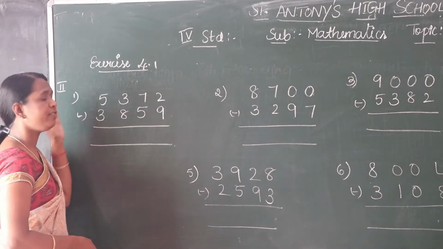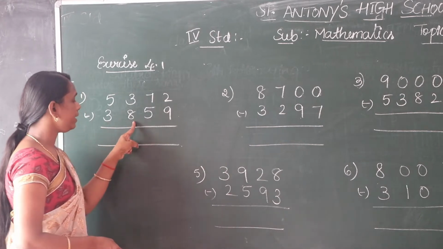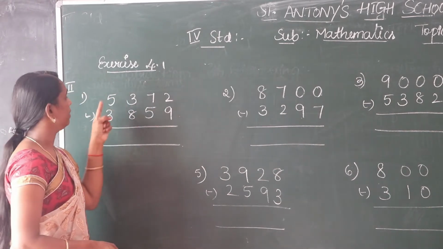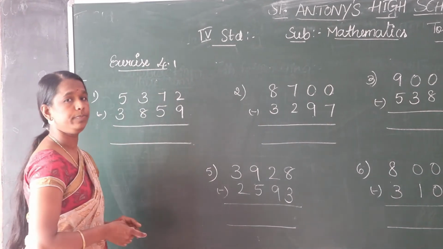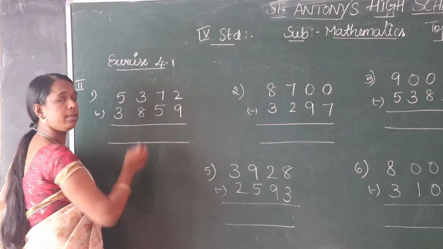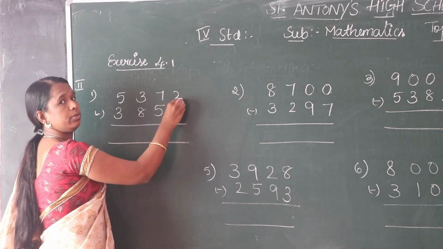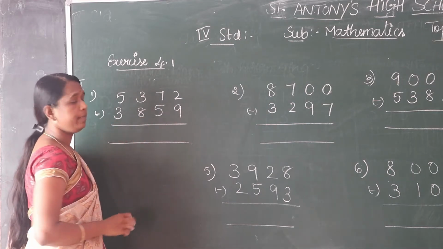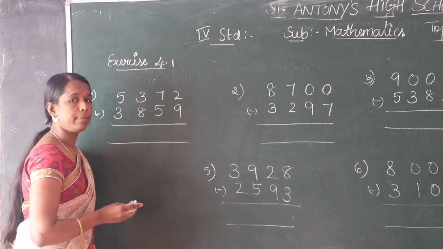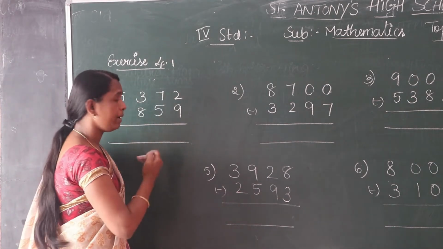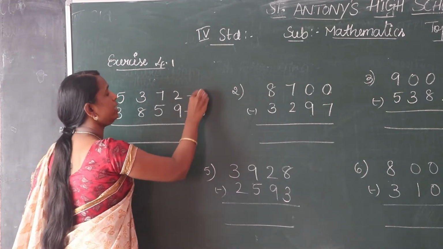Next, second one, first one. Subtract 3859 from 5372. Okay children, here which is the minuend? 5372. Here which is the subtrahend children? 3859. Subtrahend is subtracted from minuend. This is called the subtrahend. This is called the minuend.